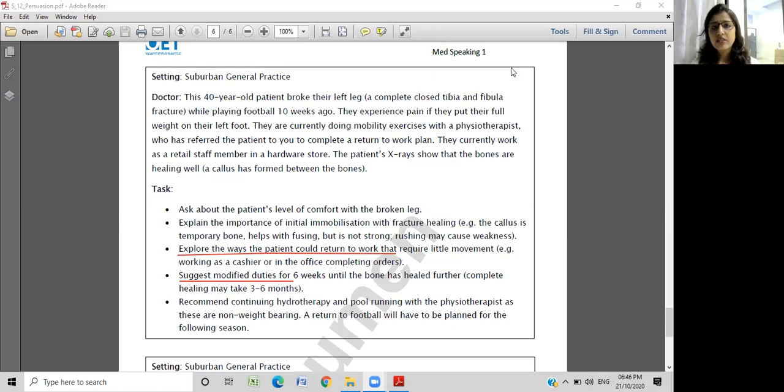I see. So can you tell me a little bit more about your job? What kind of job do you have? Or what does your work involve? I can see that they are a retailer, but exactly what they have to do. So they would tell me that they have to move around the store or walk around the store a little. And then I would start explaining whether they can actually go back to their work at this stage or not.